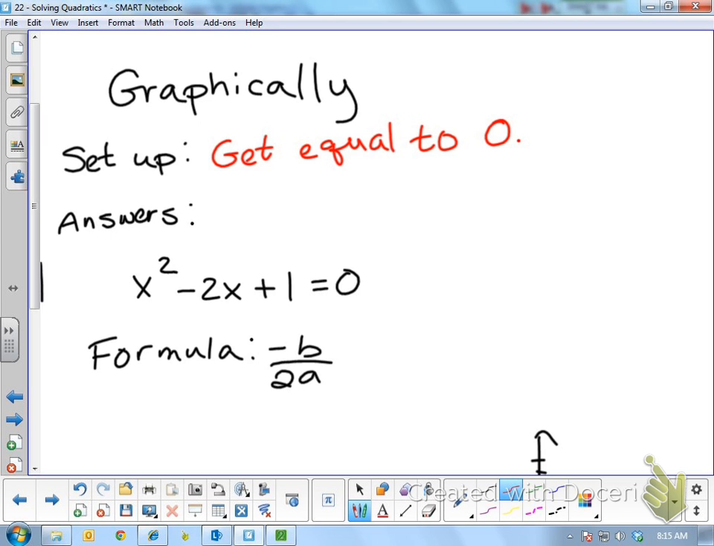So when we are solving graphically, our answers should also look a certain way. We need to know how we should start and how we should finish. We should start with being equal to 0. We should finish with 2 answers: x equals some number and x equals some other number. That's how our answer should look.